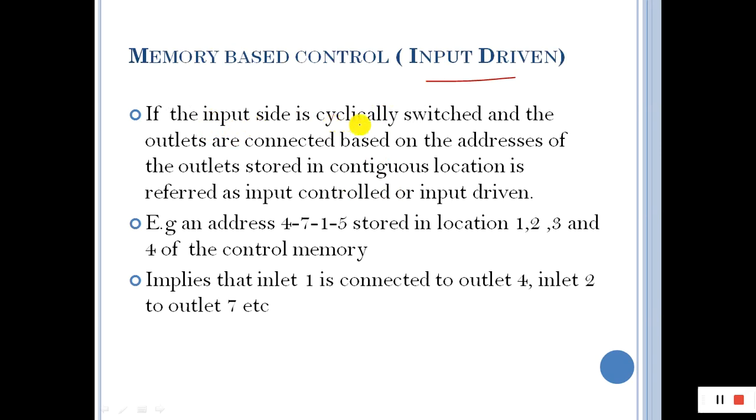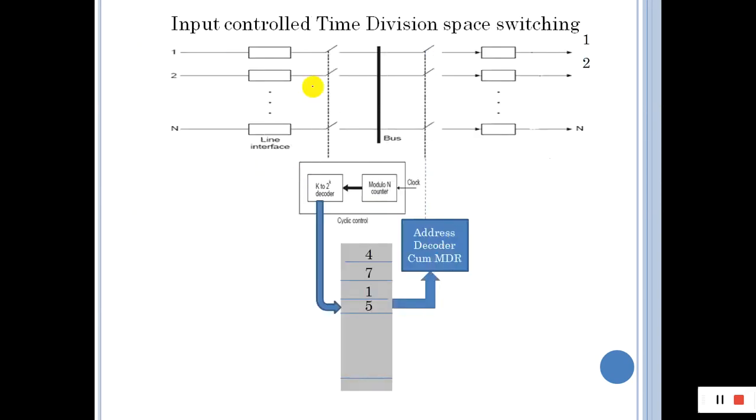If the input side is cyclically switched and the outlets are connected based on the address of the outlet stored in contiguous locations, it is referred to as input control or input driven. For example, the address 4715 stored in locations 1234 of the control memory implies that inlet 1 is connected to outlet 4, inlet 2 is connected to outlet 7, etc. With this, we can see these lines in the diagram.